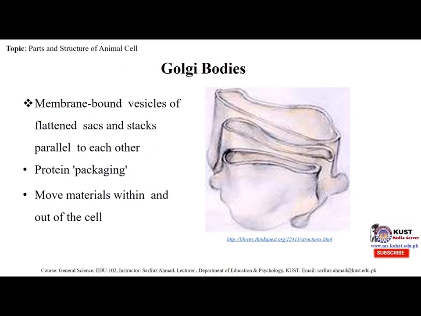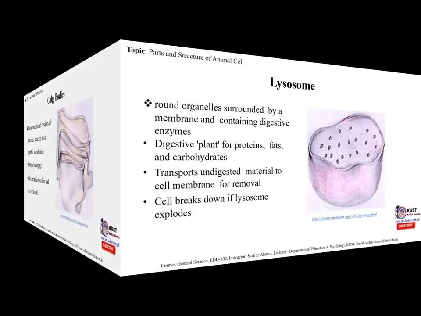Then Golgi bodies are there: membrane-bound vesicles of flattened sacs and stacks parallel to each other, packaging proteins and moving materials within and out of the cells. The Golgi apparatus, also called Golgi complex or Golgi body, is a membrane-bound organelle found in eukaryotic cells that is made up of a series of flattened stacked pouches called cisternae.